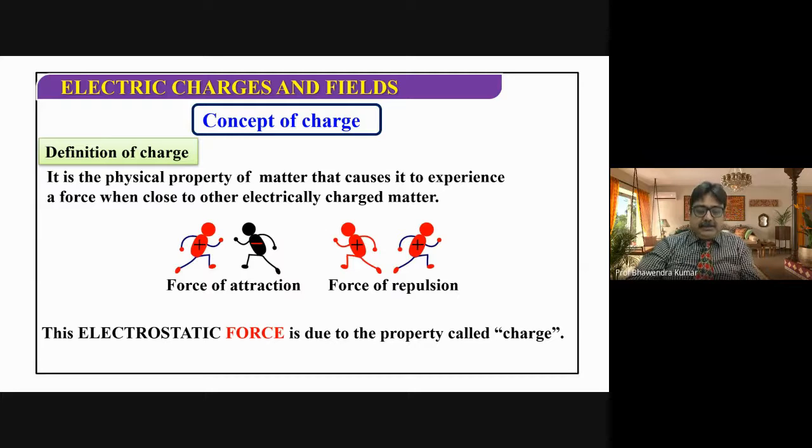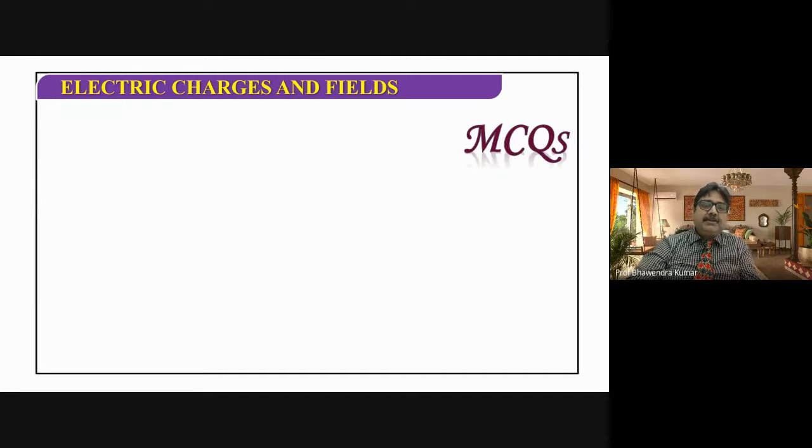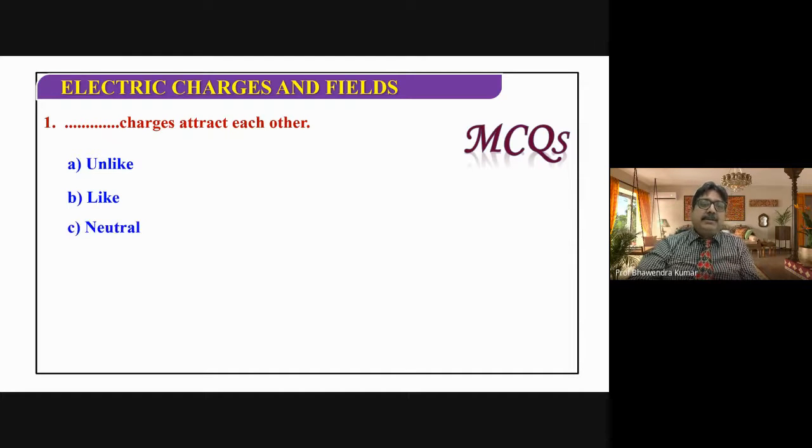Now let us discuss a few questions based on these properties. The first question is, what type of charges attract each other? Is it unlike charges, like charges, neutral charges, or similar charges? As you have seen earlier, the unlike charges attract each other. So the answer is: unlike charges attract. Okay.